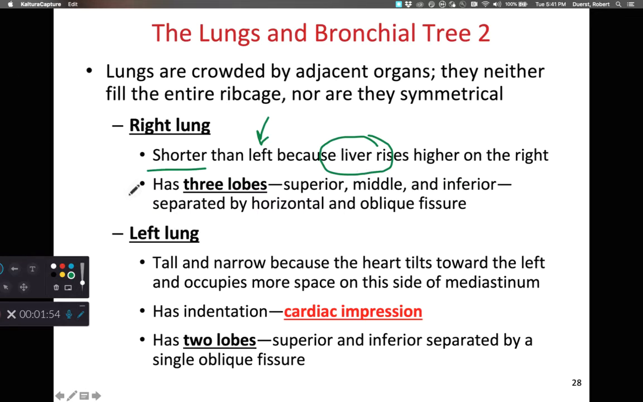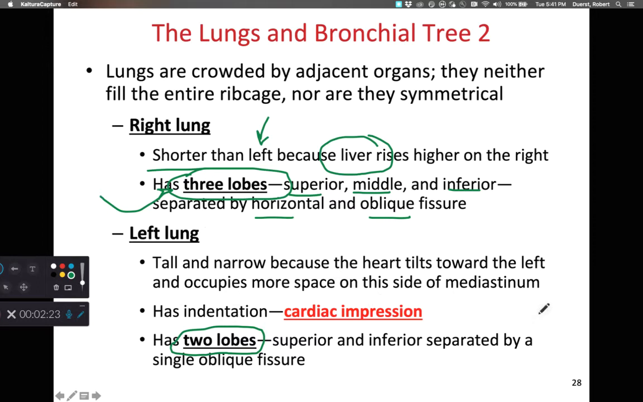Our right lung also is going to have three lobes, the superior, middle, and inferior lobes. And these three lobes are separated by fissures, a horizontal and oblique fissure. The key thing I want to emphasize is that there's three lobes to the right lung versus two lobes to the left lung. The right lung is a little bit shorter, a little bit elevated up compared to the left lung because the left lung isn't being pushed up by the liver.